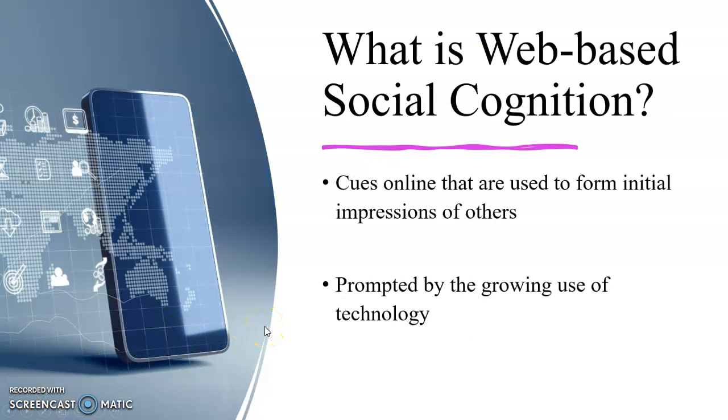What is web-based social cognition? Web-based social cognition are cues online that are used to form initial impressions of others. This is prompted by the growing use of technology. More and more people are meeting for the first time over the internet, over Zoom or over FaceTime or whatever it might be. And those first impressions online are still used to form an initial impression of someone, just as a face-to-face, more standard meeting would do.